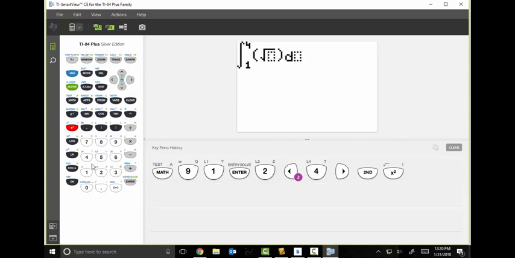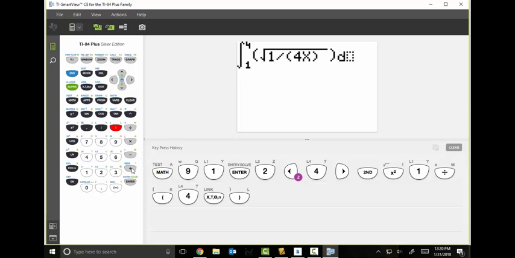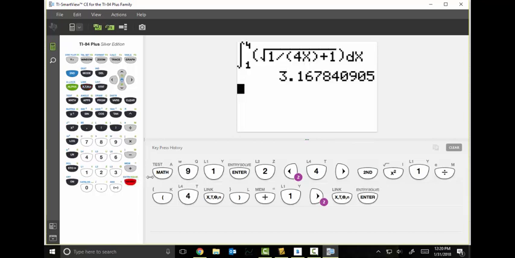What did I have? I had 1 divided by, don't forget your parens, otherwise it'll just go 1/4 x. 4x end paren, lots of parentheses, which can be confusing, plus 1, and then we'll throw it into dx, and we'll hit enter. I don't know why there's no x there, but we'll hit enter, see if it yells out. 3.1678, interesting.